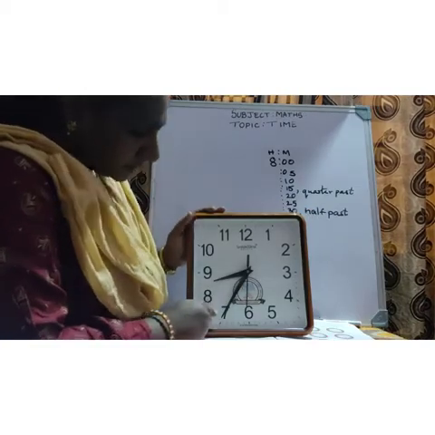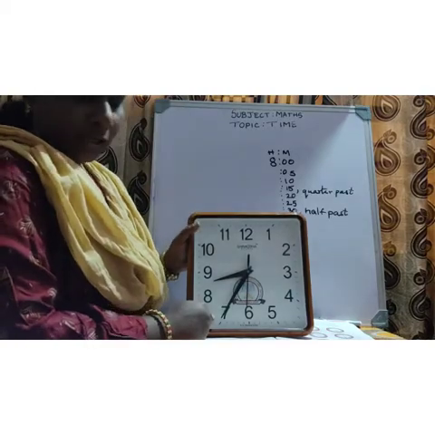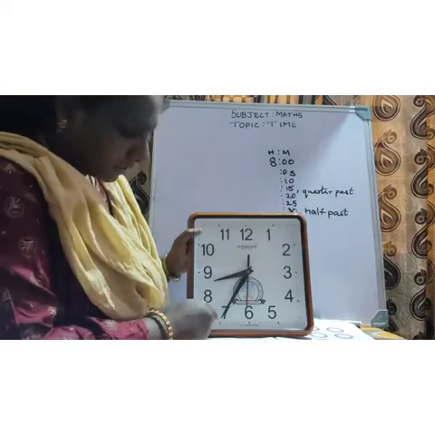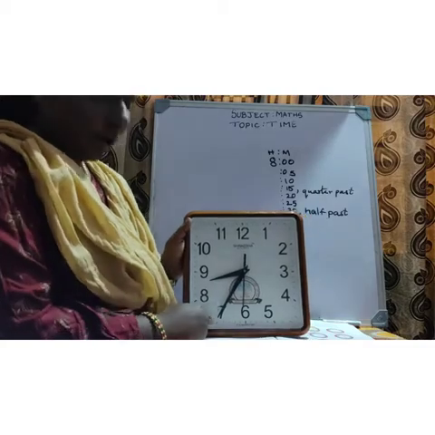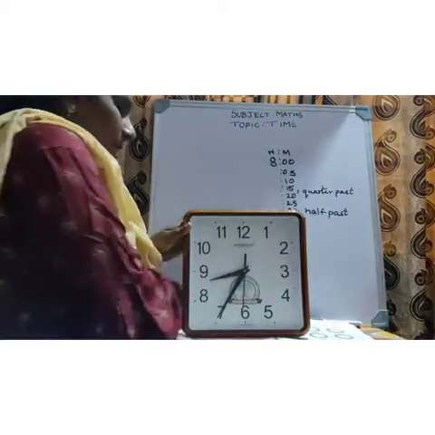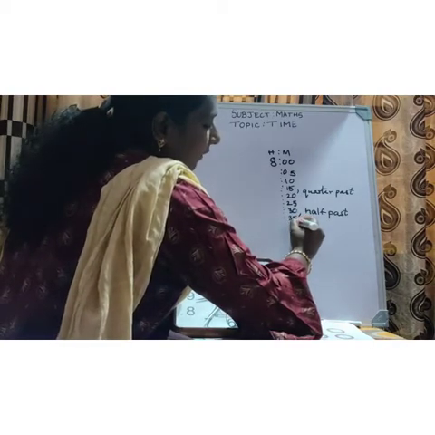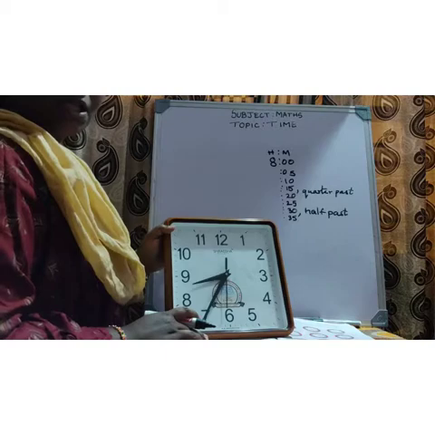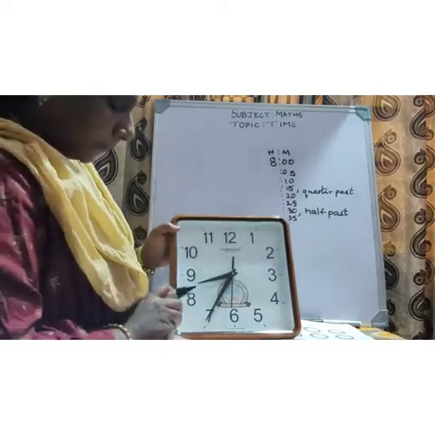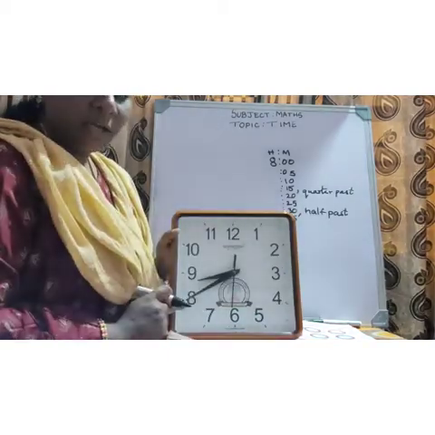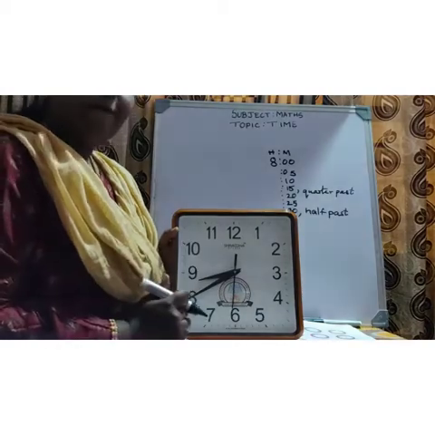The minute hand is at 7. If the minute hand is at 7, what is the time? 7 5s are 35. So it is 35 minutes. Okay, if the hand is at 8, what is the time? 8 5s are 40.